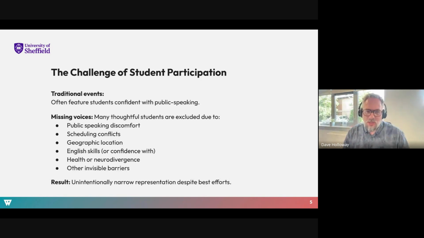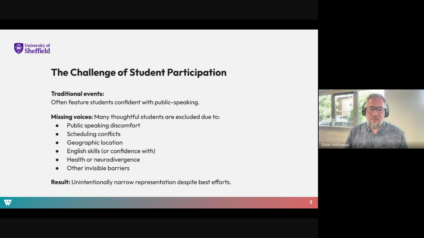They struggle with public speaking, which is entirely understandable. Often, of course, they have very busy timetables, so they can't make the events that we put on. Geographically, we have students all over the world, so they're not always able to make it to Sheffield, or attend in their own time frame. An awful lot of our students have English as not their first language, so they don't feel comfortable speaking in public. And of course, there are health or neurodiversity issues, which may make them feel less comfortable to put their hand up and volunteer.